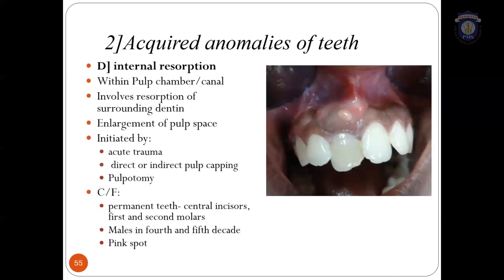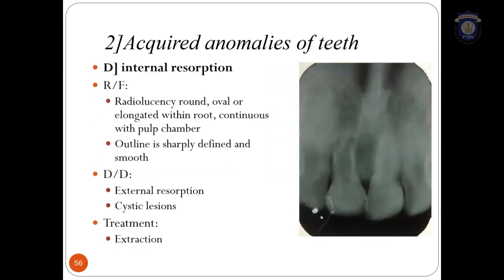Next is internal resorption. This occurs within the pulp chamber or within the pulp canal. It involves resorption of the surrounding dentine. There will be enlargement of the pulp space. This is usually initiated by acute trauma, sometimes by direct or indirect pulp capping. It mainly affects permanent teeth, especially the central incisors, and first and second molars. A pink spot is very commonly seen in such teeth.